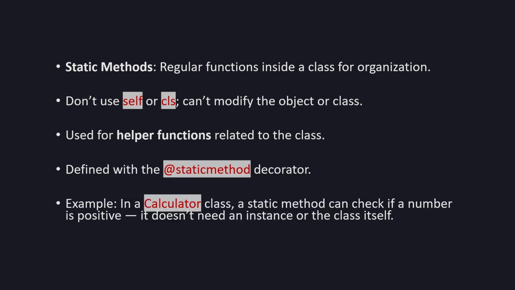Let us imagine we have a calculator class. We could have a static method to check if a number is positive. Does checking if a number is positive require an instance of a calculator? No. Does it need to know about the calculator class? No. It's just a related helper function.